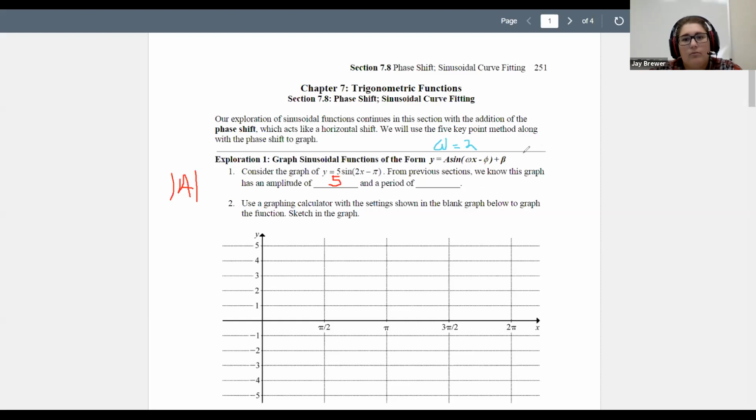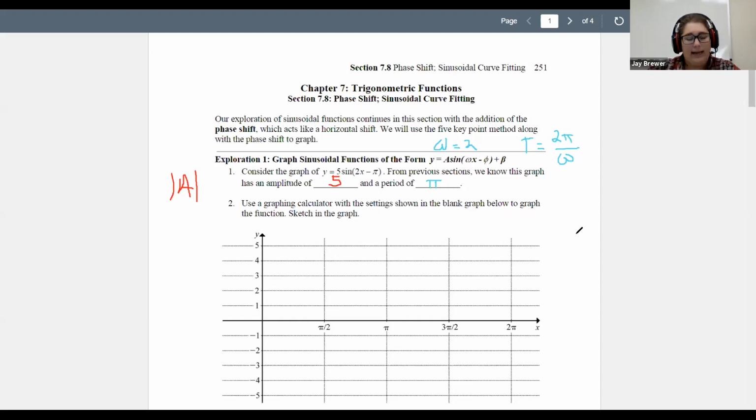And what we do with omega is to find period, which is a capital T, we take 2 pi divided by the omega, which my omegas are always going to look weird. So 2 pi divided by 2 is just going to leave us with a period of pi.